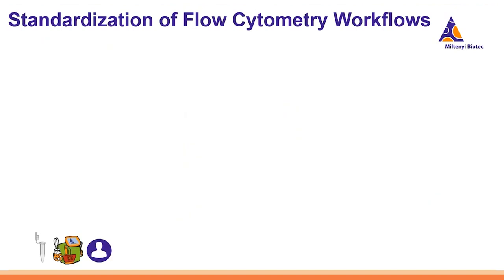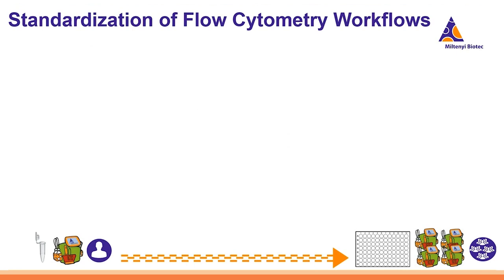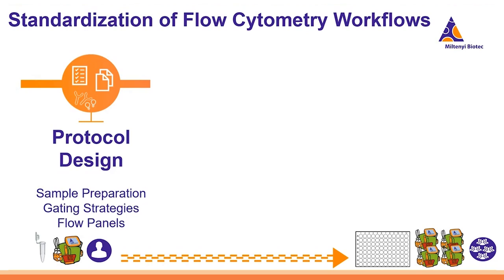We've already discussed how you probably want to start off small and make sure that things are optimized within a single operator, a single device, and while acquiring from a small number of samples before scaling up to multiple devices, multiple operators, and higher throughput. So along this workflow, I like to visualize things according to three categories. First, we have kind of pre-flow cytometer. There's a lot of design in the protocol regarding sample prep, gating strategies, and your flow panels that you can really optimize and discuss before even getting to your flow cytometer.